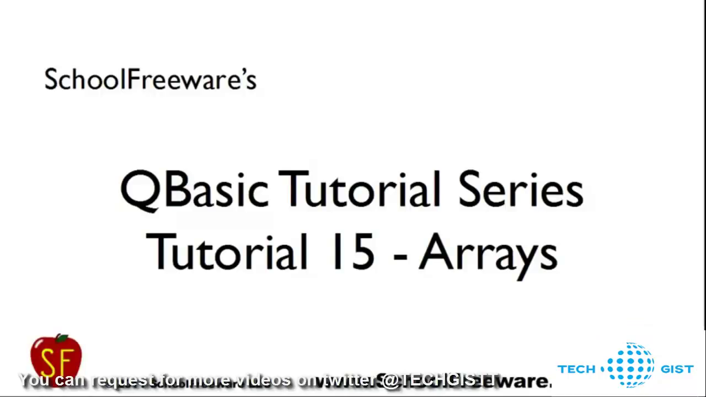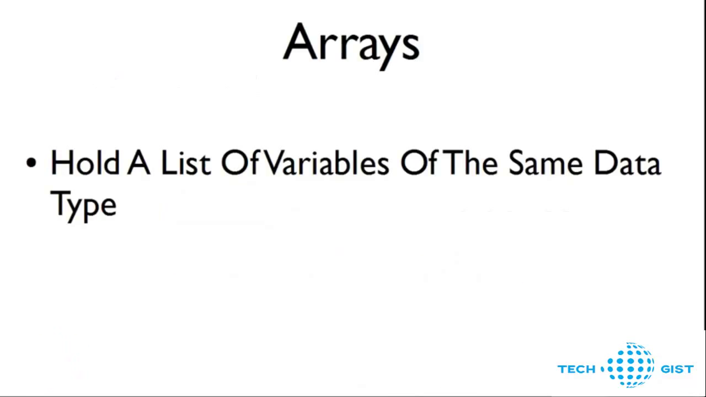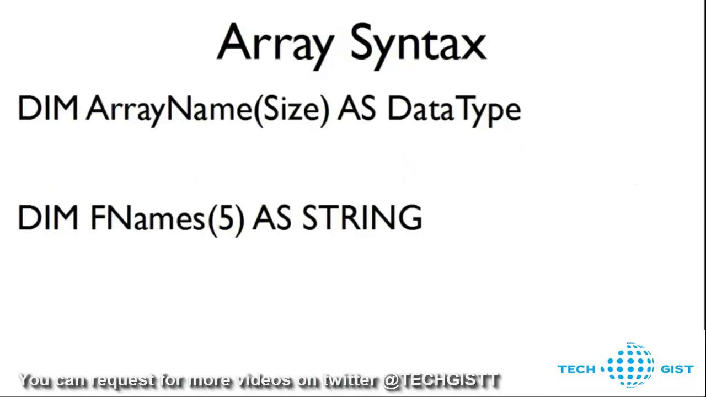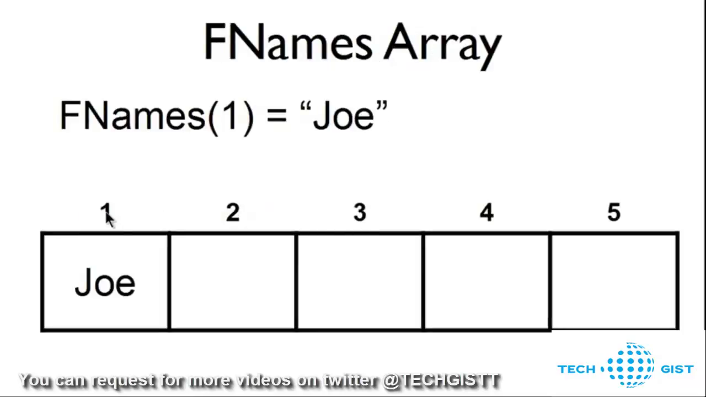School Freeware's QBasic tutorial series, tutorial 15, Arrays. Arrays hold a list of variables of the same data type. The syntax is as follows. Declare the array name, the size, as the data type you wish to use. For example, if we wanted to have 5 first names, we can declare fnames(5) as string. Since we created an array of 5, we have 5 placeholders starting with 1, ending with 5. As a side note, within QBasic, you can start your array at 0 and end at 4, just as you would in C++, but here within this tutorial, we'll start with 1 and end with 5.